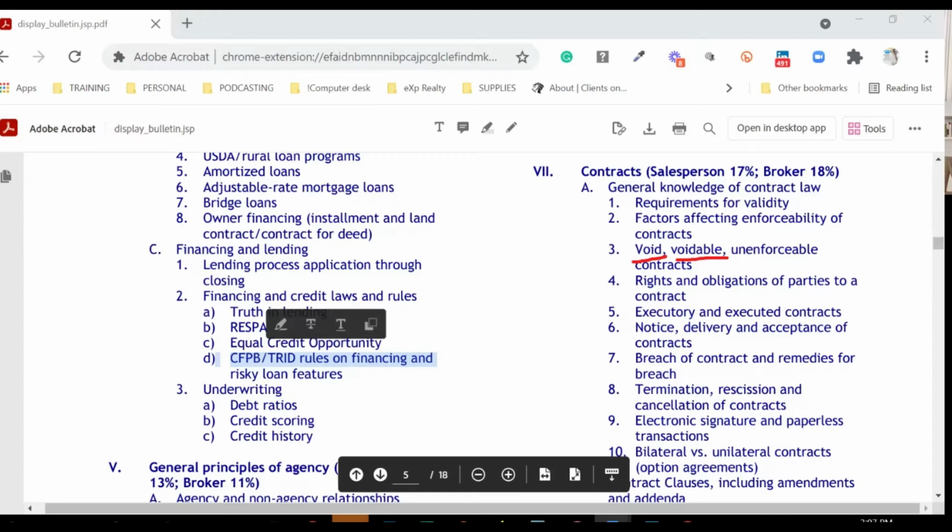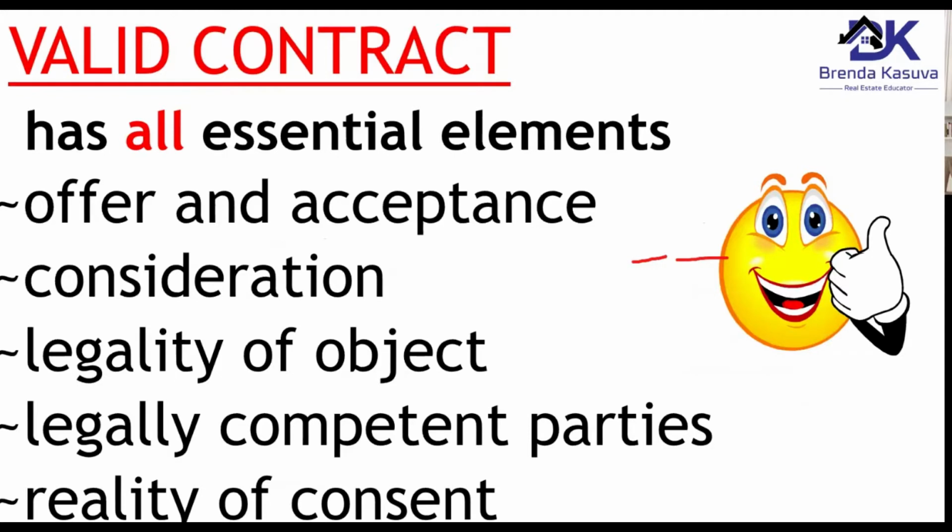So the 5 are: a valid contract is often acceptance and delivery, consideration. And consideration, remember, it doesn't have to be money. Yes, you've been practicing where the person uses money, but it could be love and affection or anything that is of value. Then legal, competent parties, and then consent.